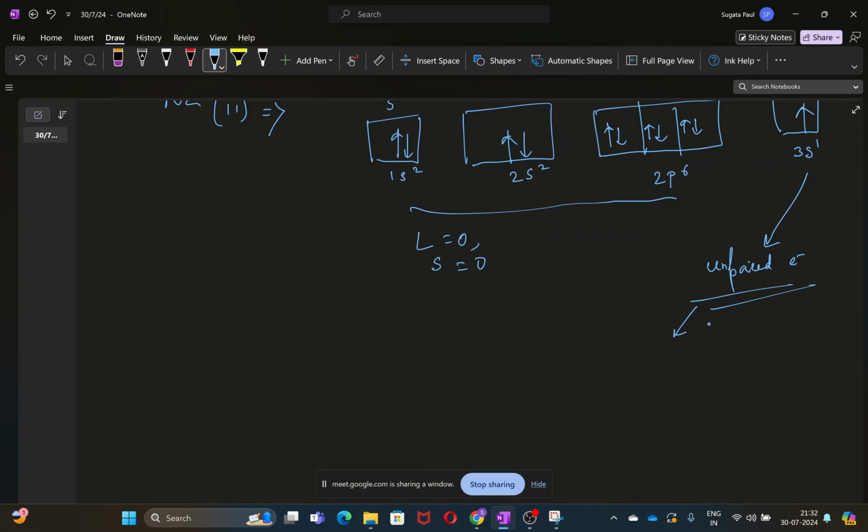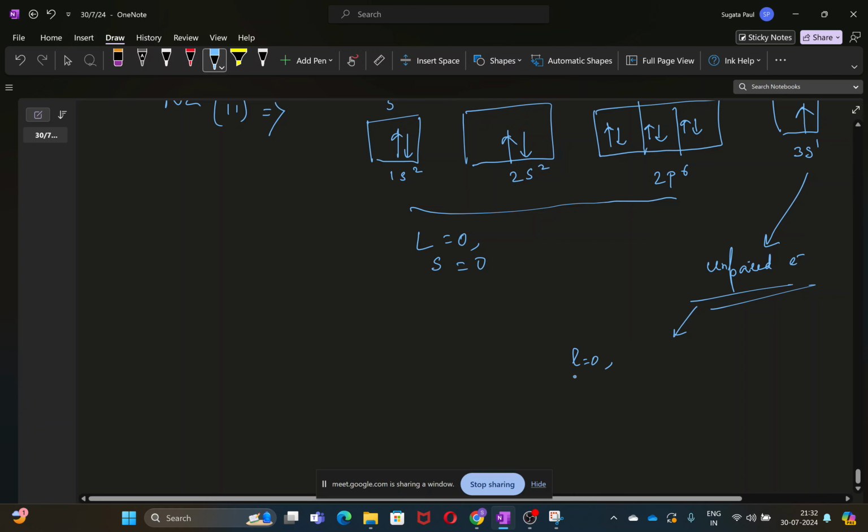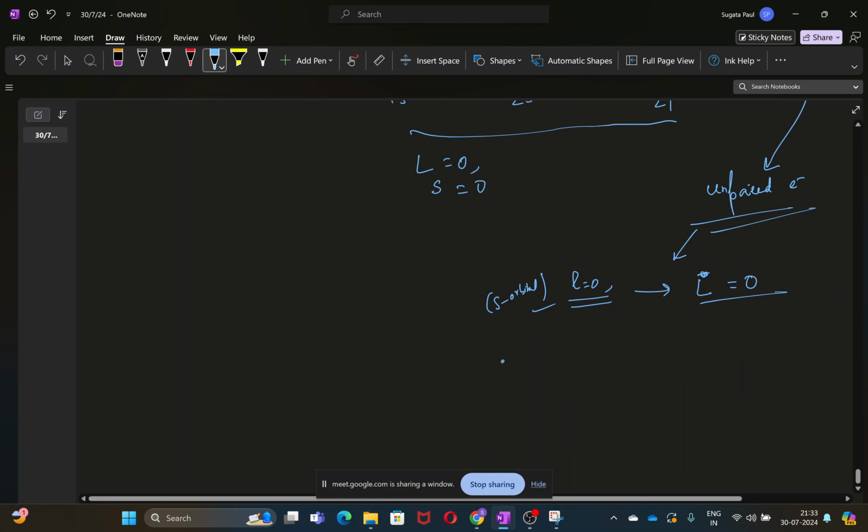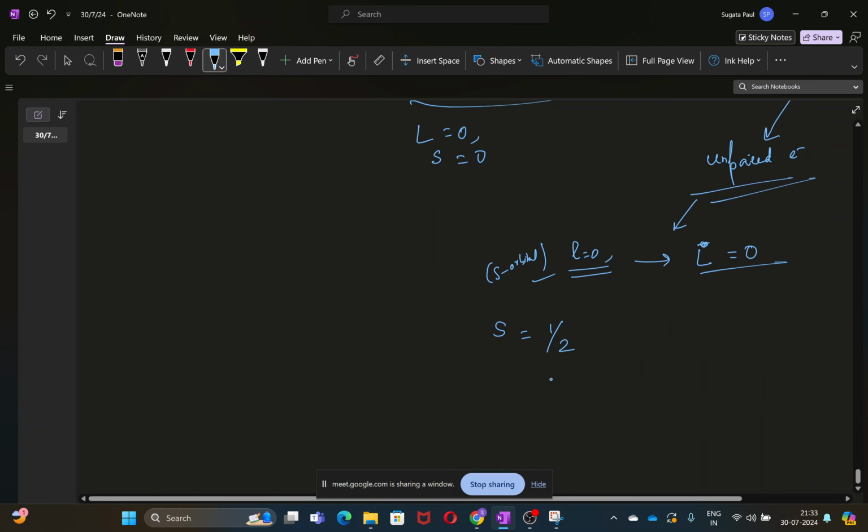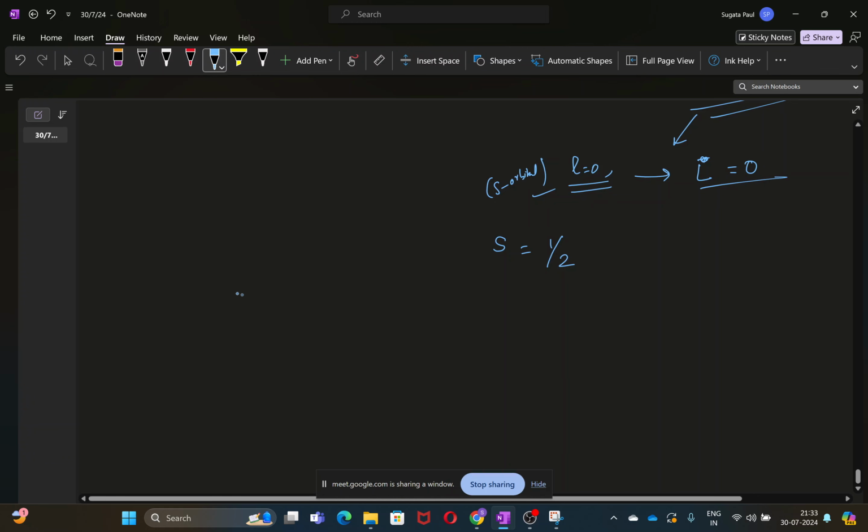Now this is very easy to guess, because this is a single electron sitting in an s orbital, so the s orbital will have small l equal to 0. Because there is a single electron, the only value of L possible is 0, since it is sitting in an s orbital. So the capital L value will also be 0, which is the orbital angular momentum. Now for the spin angular momentum, because there is a single electron sitting here, the electron spin can be plus half. We consider that this is the half spin, so let us take it as plus half. Now what is the J value?